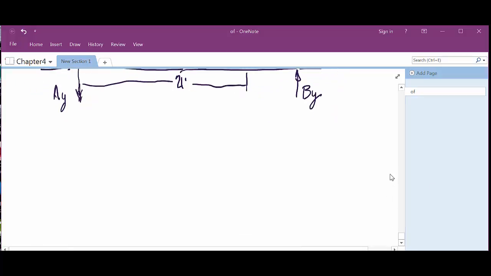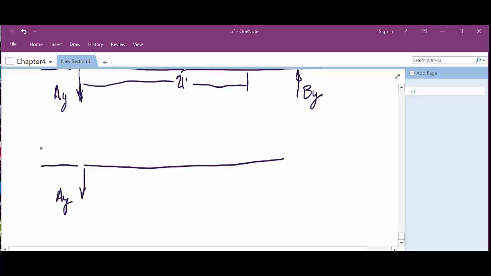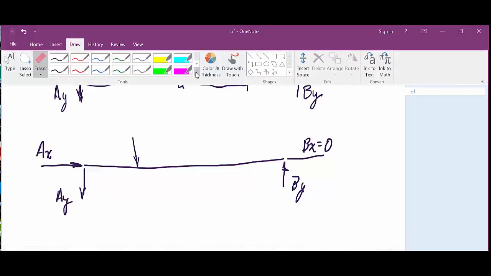You could also look at it like this. Same picture, of course, and again, I'm going to say AY is going down. AX was going to the right, right? BY, BX 0. Okay, now the other way to look at that is at 8 feet, you've got the 48. Oh, excuse me, you don't have 48. Sorry. Started to reach for an eraser. There it is, right there.